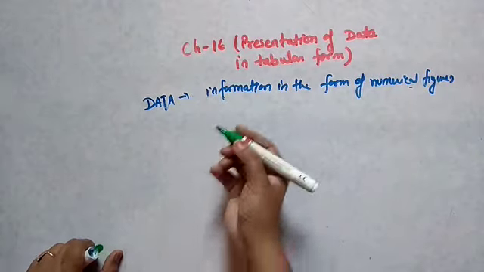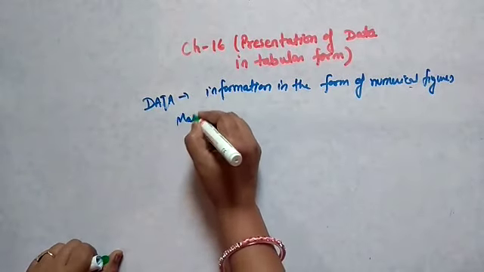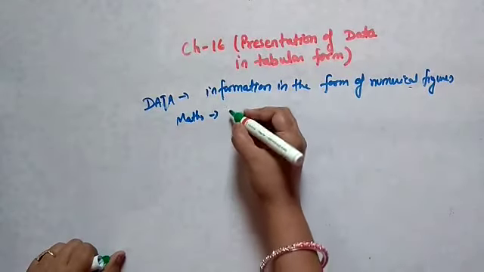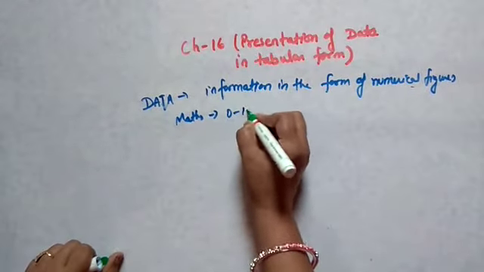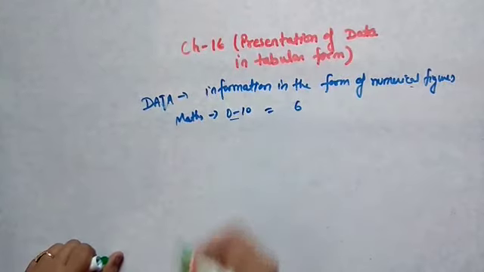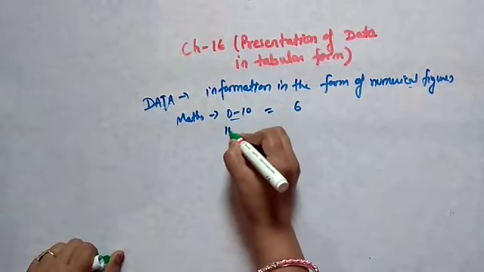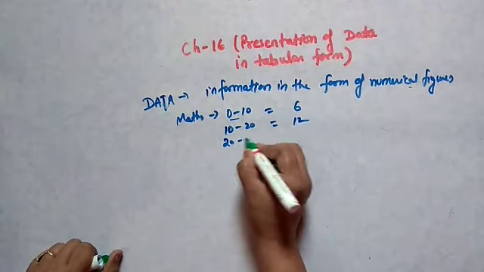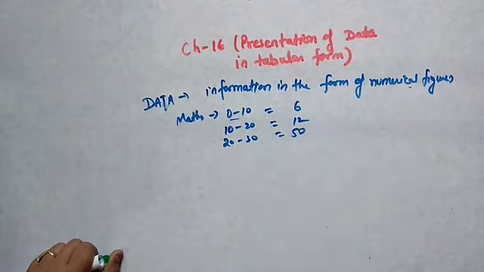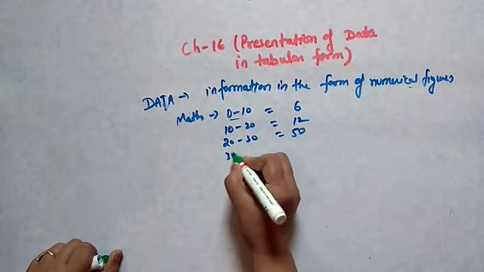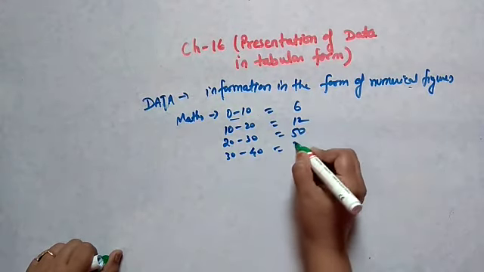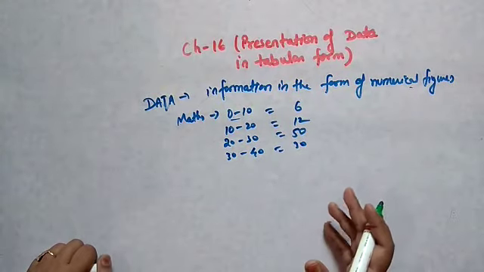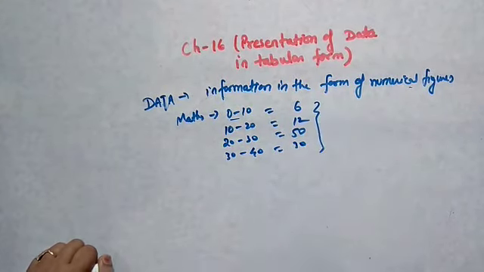Like if I am collecting the marks of maths for all students of standard 9, I will make a table. Suppose 6 students are getting 0 to 10 marks. Then 12 students are getting 10 to 20 marks. Then 50 students are getting 20 to 30 marks. And 30 students are getting 30 to 40 marks. So if I have taken a 40 marks paper, then this is the record for my students.